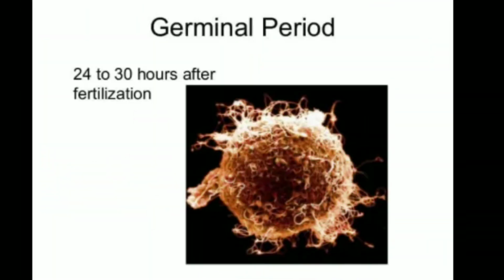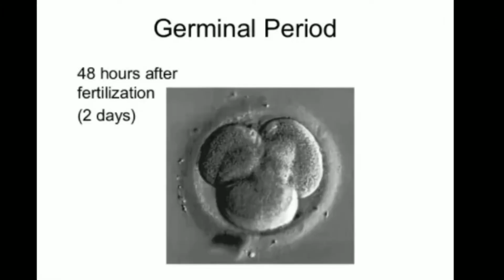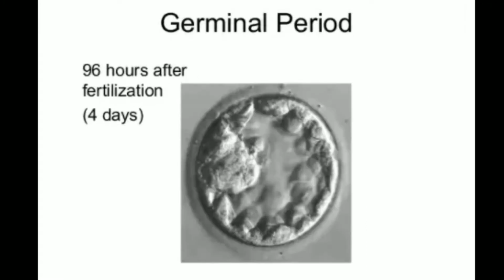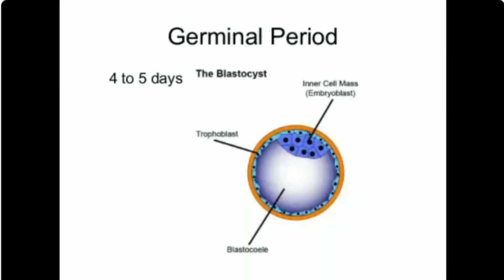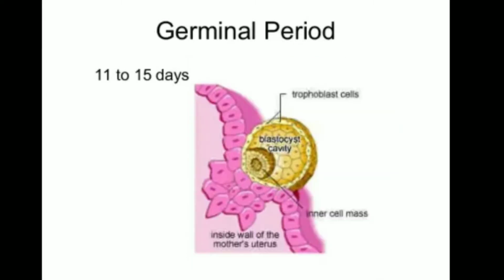24 to 30 hours after fertilization, 36 hours, 48 hours, 72 hours, 96 hours after fertilization, 4 to 5 days, 6 to 7 days, 11 to 15 days. The second period is called the embryonic period.